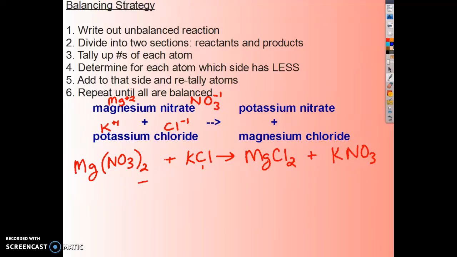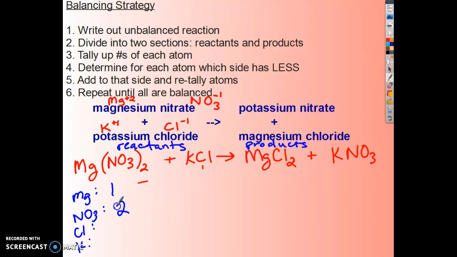We have to figure out how we can make this balanced. We know that we're going to have an easier time if we go ahead and tally everything up. So we've got our reactants over here, and we've got our products. I'm going to tally this up. Magnesium is 1 piece, nitrate is 1 piece, chloride is 1 piece, and potassium is 1 piece. So on this side, we've got 1 magnesium, 2 nitrates, 1 chlorine, and 1 potassium. On this side, we've got 1 magnesium, 1 nitrate, 2 chlorines, and 1 potassium.